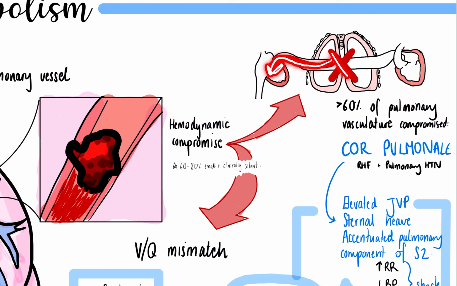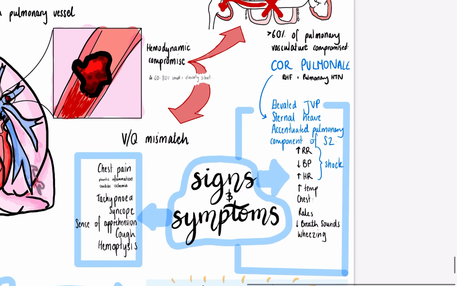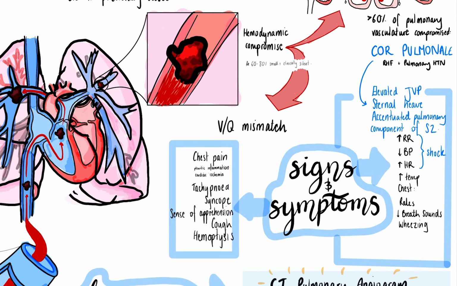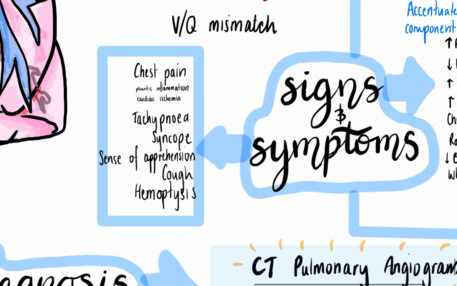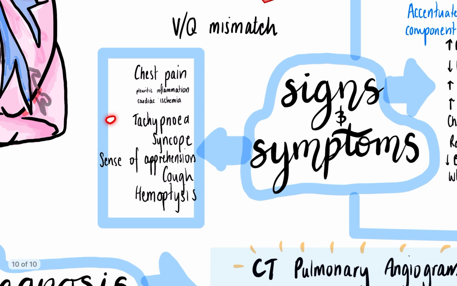And this is combined with pulmonary hypertension due to the increased buildup of blood proximal to the occlusion. The way that this is going to manifest can be seen in our signs and symptoms. In terms of signs, you're going to get chest pain due to the involvement of adjacent pleura, which is, again, our sensory component of the lung, and cardiac ischemia. You're going to get tachypnea and syncope, depending on the size of the embolus.